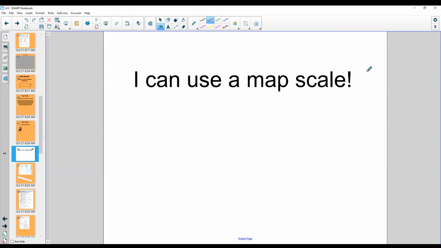Hi, third graders. Today's learning target is I can use a map scale, which is kind of fun because map scales are social studies and math, and who doesn't love to combine two subject areas?